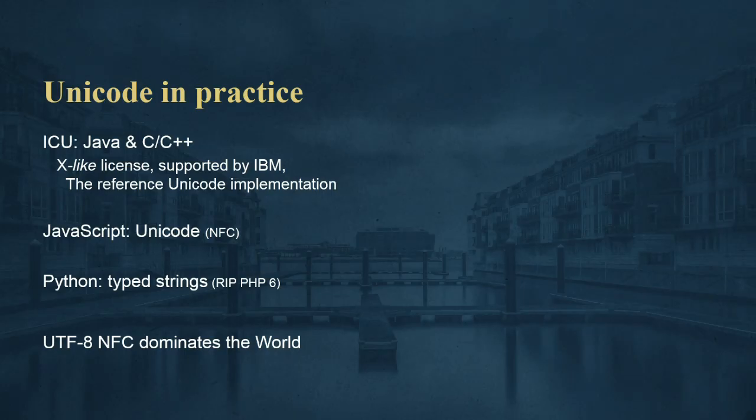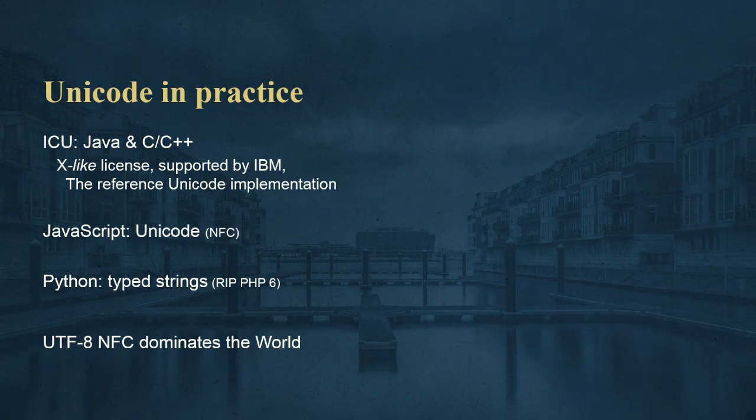Okay, in practice, let's do programming. So we have ICU. ICU is the reference Unicode implementation, and it's supported by IBM. It's coded in Java and in C++. It is open source with an X-like license. It is really the reference implementation, so if you want to do that correctly, just use that. And in fact, that's what everyone does.